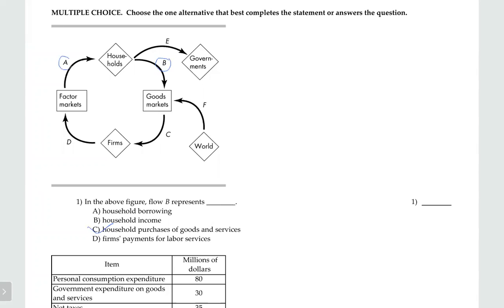So what is A? A essentially is household income, right? What is D? D essentially is the goods, essentially is the product, what they produce, right? And what is C? C, this should be investment, right? Because firms sometimes also invest in the goods market. And F, that's net export, right? What is E? E should be tax, right?